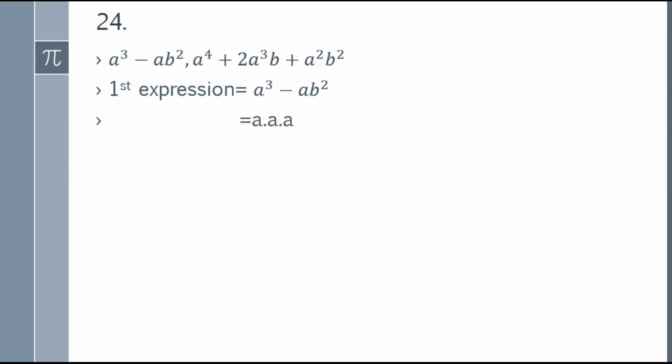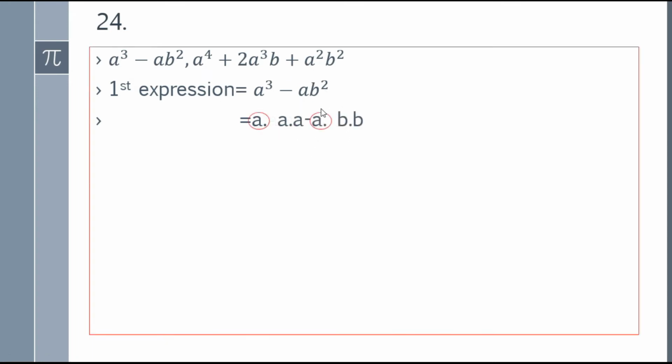I can see it. A cube, we can write as a into a into a, and ab square we can write as a, b and b. So after that we can see there is a common part. I have made a circle here. A is the common, and in this part, a is also common. There is nothing similar between a and b. They are not common. They are not similar. You have to find the common terms always.